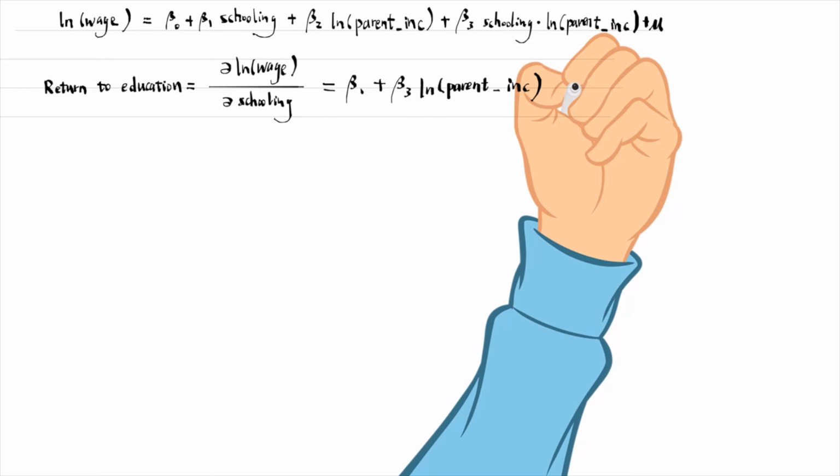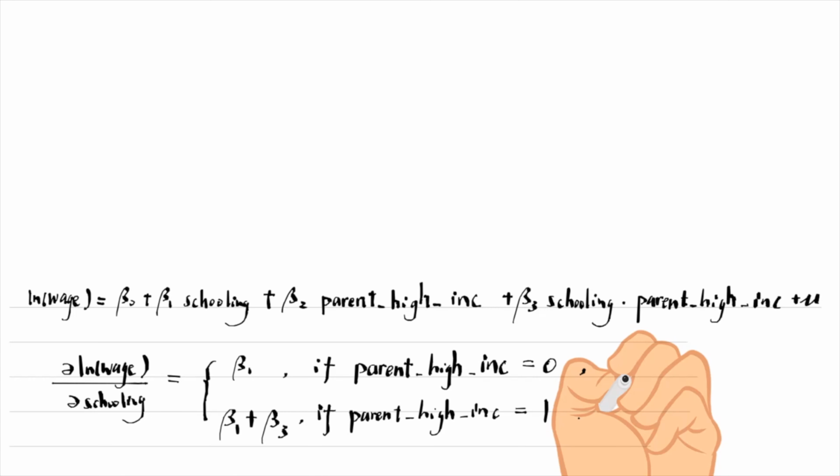Today, we have discussed how the interaction term in a linear regression model illustrates a non-constant marginal effect, which allows the marginal effect of an explanatory variable on the outcome variable to change with another explanatory variable, such as the workers' return to education varying with their parents' income in our example.